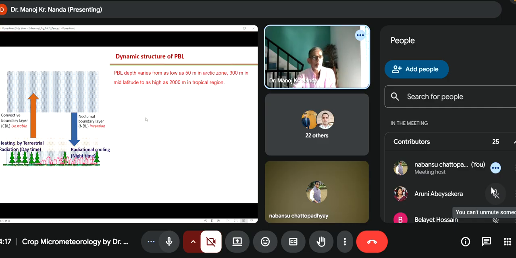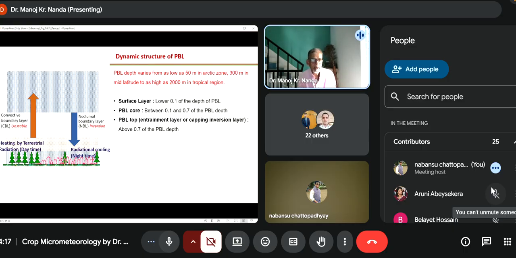So now, however, from general trend, if you see, the lower part of the surface, this PBL is called surface layer, which is about 10% of the PBL. The middle core part is called PBL core, that is 10% to 70% of the PBL depth. And the upper part is the entrainment zone, that is a transition between free atmosphere and PBL. That part is around the upper 30%. So this is how the PBL is basically divided into three basic components.